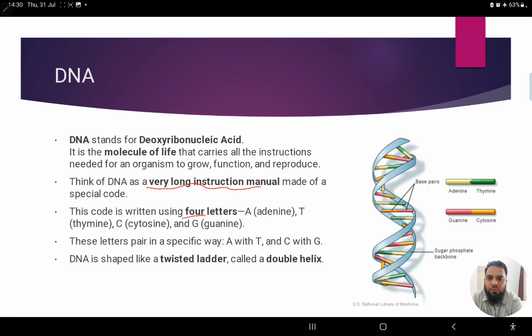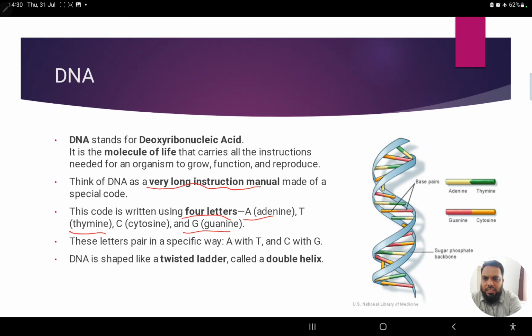This is written using 4 letters. Just see, when we see digital technology, software, coding, all these things happen only in 2 letters, 2 alphabets, like 10101100, something like that. So it's a digital technology. But coming to DNA, right, the DNA instructions are written using 4 letters. What are these 4 letters? A, which represents adenine, T, which represents thymine, C, which represents cytosine, and G, which represents guanine.